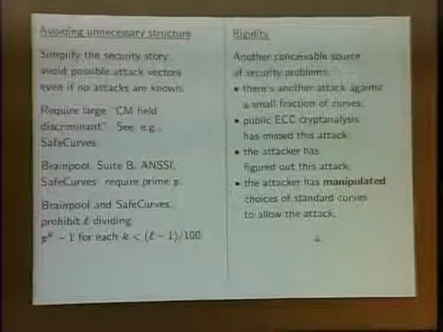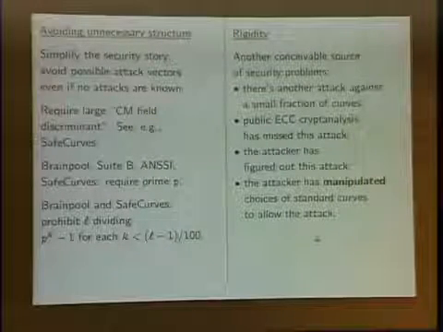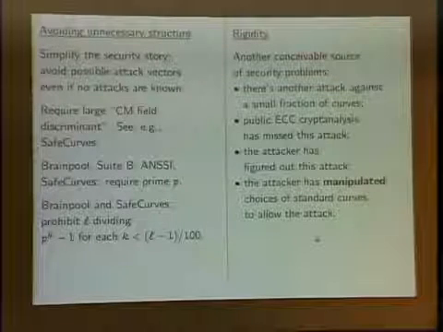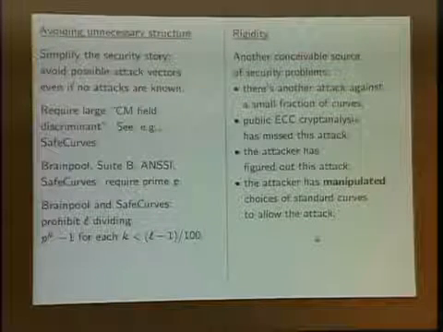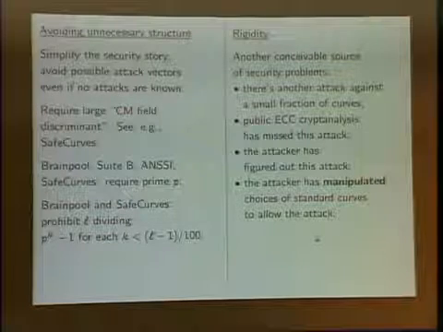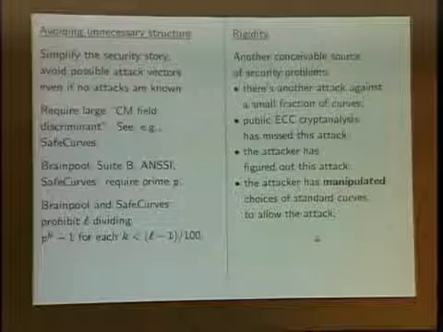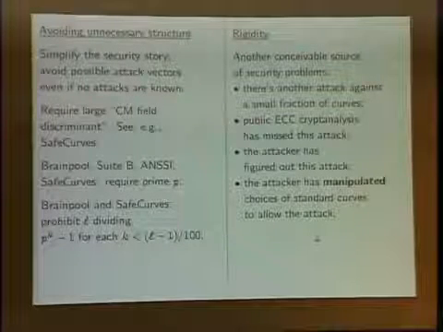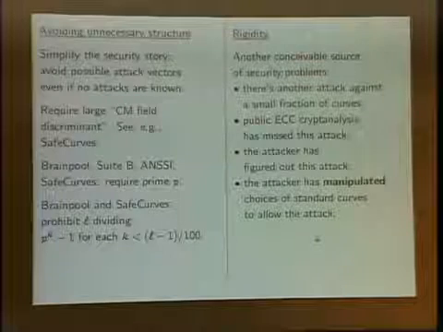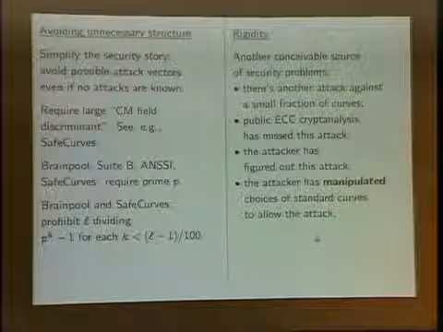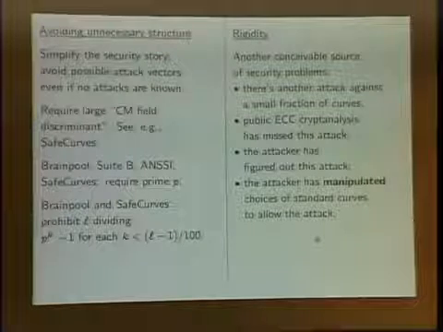So if you're worried about all these things where maybe there's some attack that uses this structure, we don't know what the attack is, but let's just stay away from the structure just in case, then you should also think: what if there's some attack out there that we don't know, and the attacker has manipulated our choices of curves to be vulnerable to that attack? It's kind of an obscure situation, but maybe there are attacks that exploit this structure.